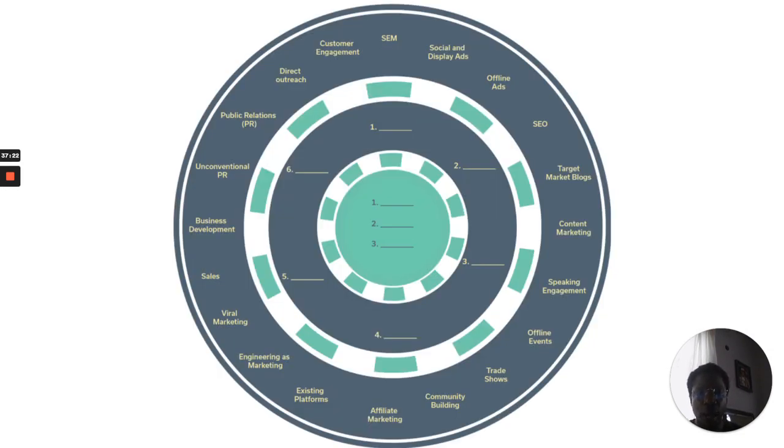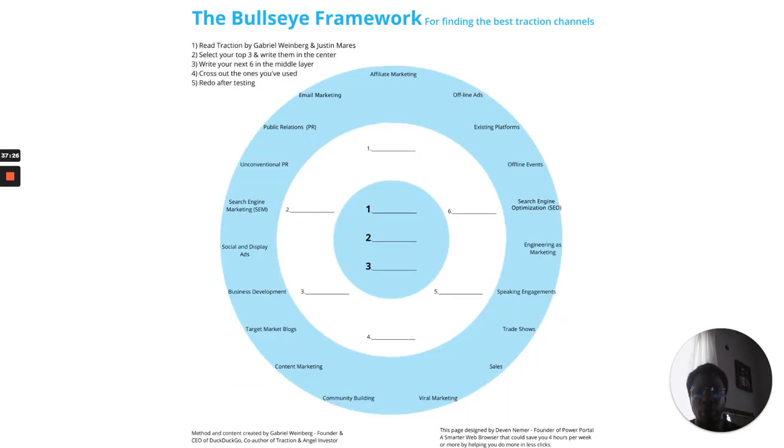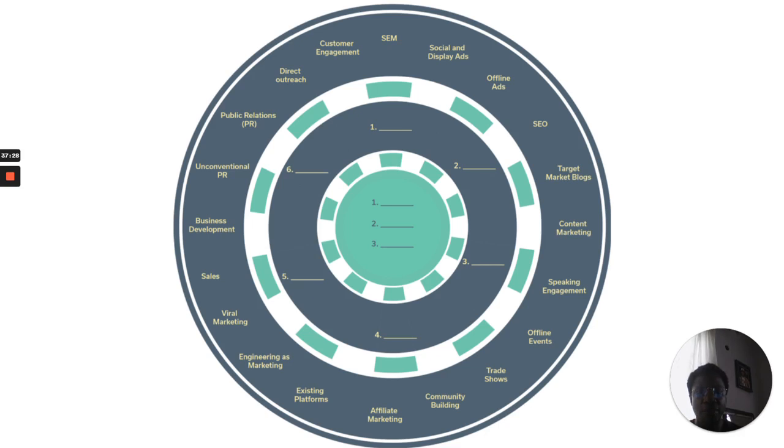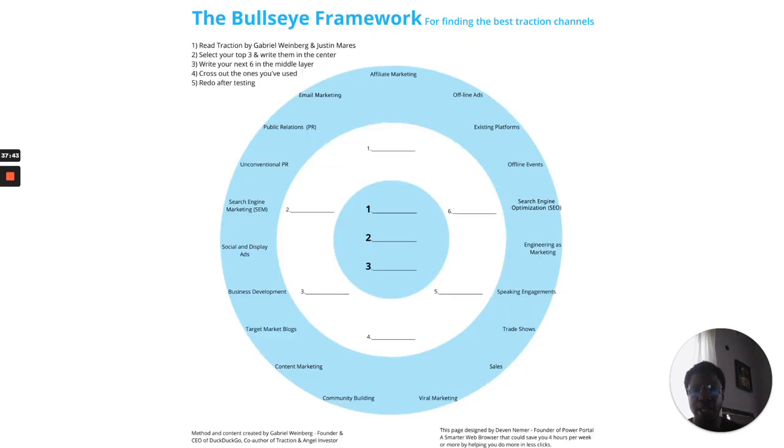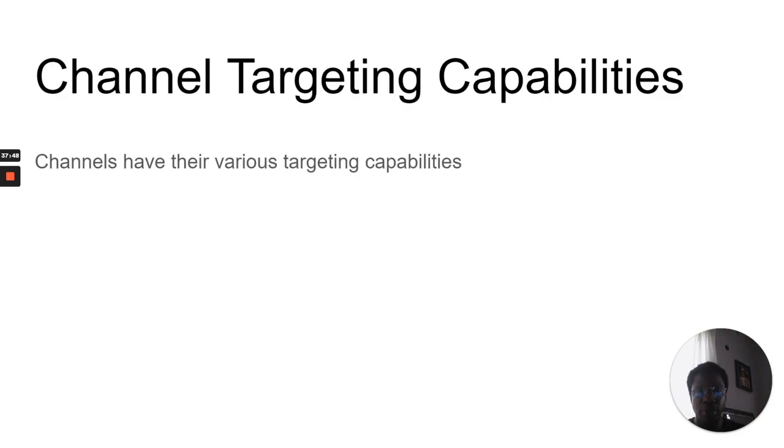All right. So what you then do eventually is to use what we call the bullseye framework, where you have various circles like this, and you pick the top three channels based on all the assessment that you've done. You pick the top three channels, then you pick the next six channels, and then you pick the very low level channels in the outer ring. So basically, that's how that works. You pick the top three, and then you look at the top three.